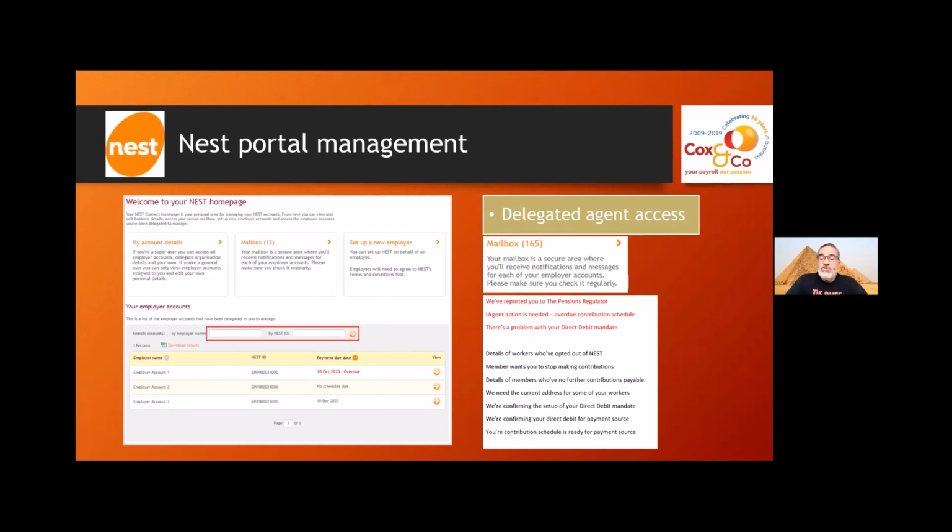And there's a problem with your direct debit mandate. That's, again, a pretty serious one that leads ultimately to overdue contribution schedules, and we've reported you to the pension regulator. We've had clients who cancelled the direct debit when the pandemic first landed, and it hasn't got to a point where they've reinstated it. You can only pay Nest by direct debit or by credit/debit cards. You can't make a BACS payment or electronic payment from your bank.